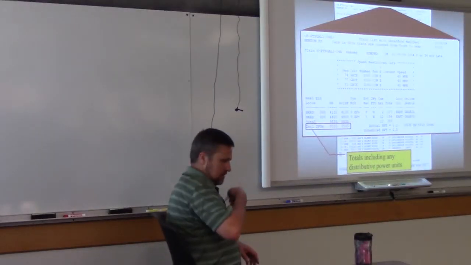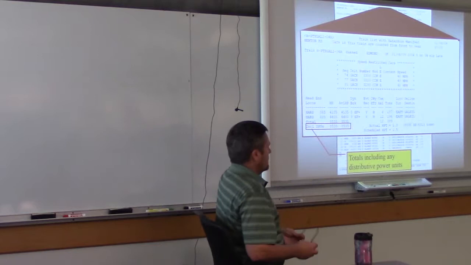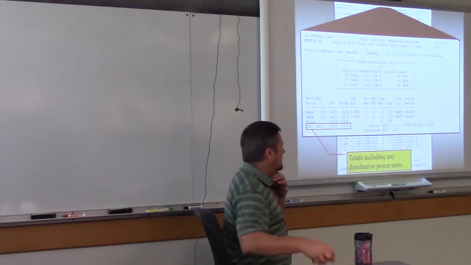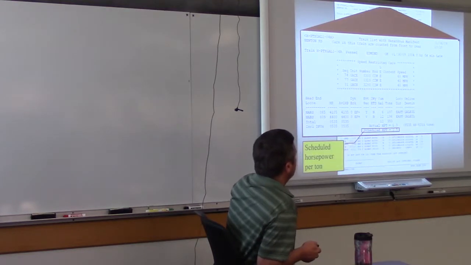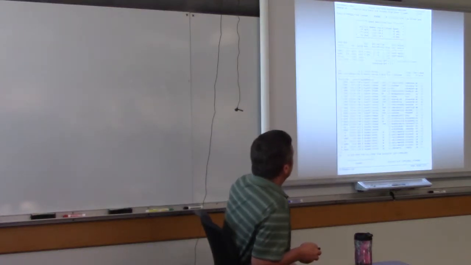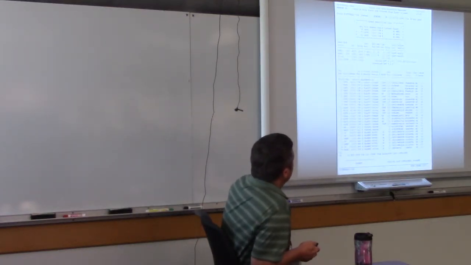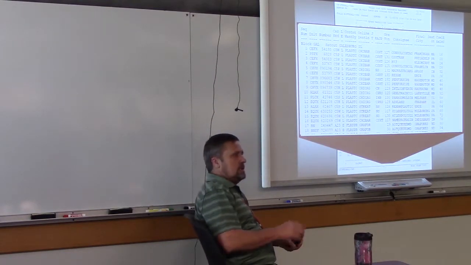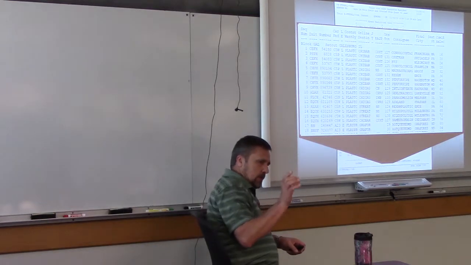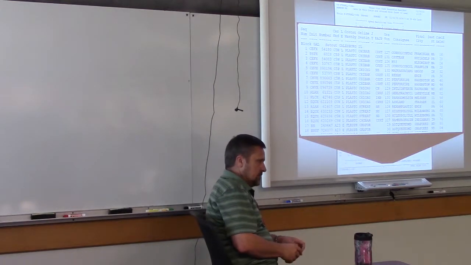Moving right along. So we talked about this portion of the train list. Talked about the actual horsepower, scheduled horsepower. Now we're going to get into the portion of the train list that lists all the cars in your train.